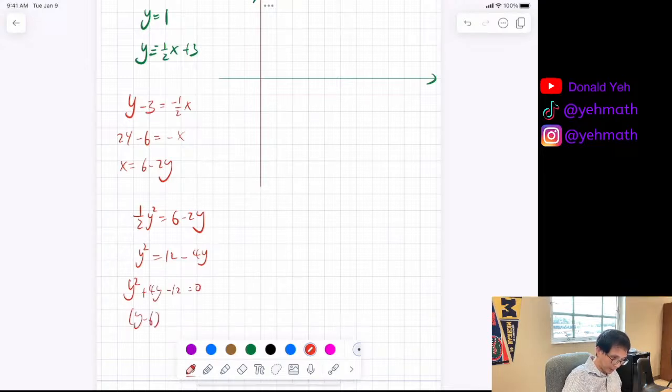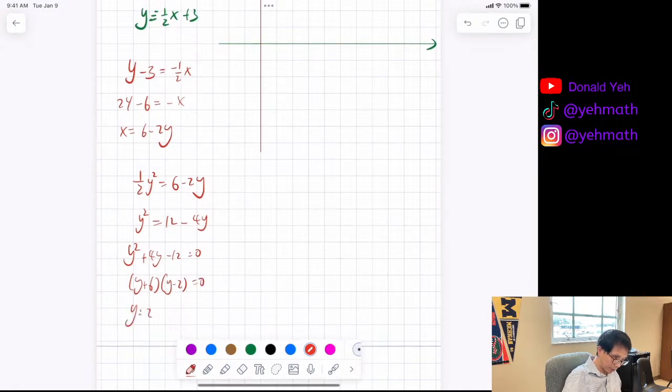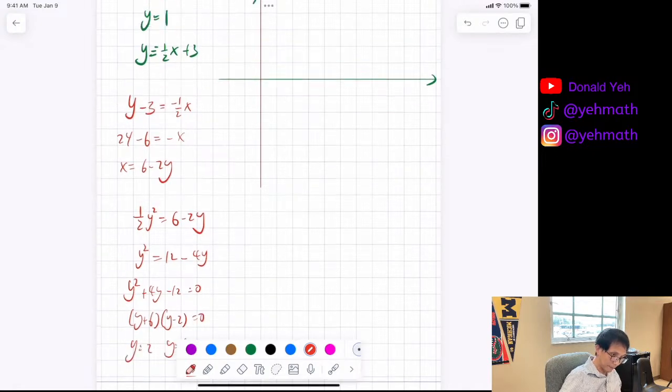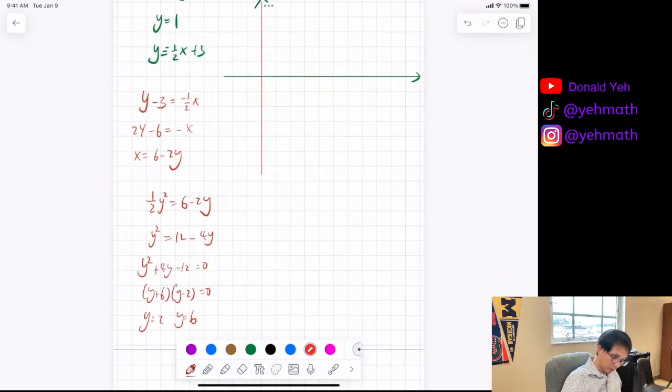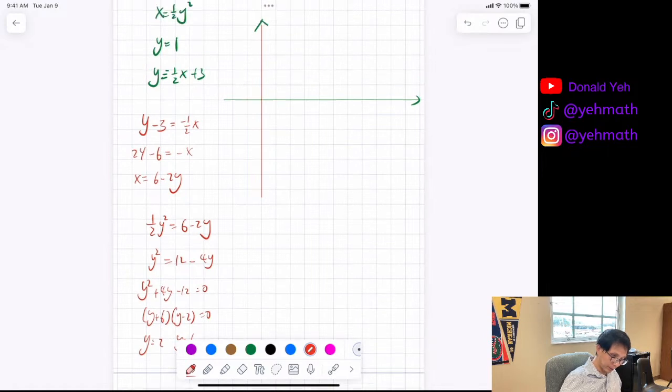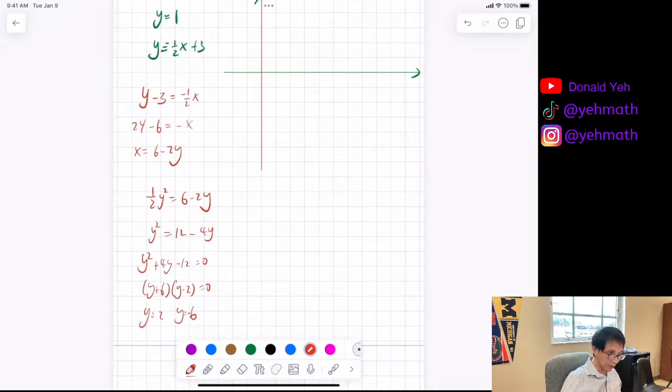A y plus 6 and a y minus 2, I think. So y is equal to 2 and y equal to negative 6. Somehow that's going to be negative 6 to 2. Now I just need to figure out what's the right function and the left function.